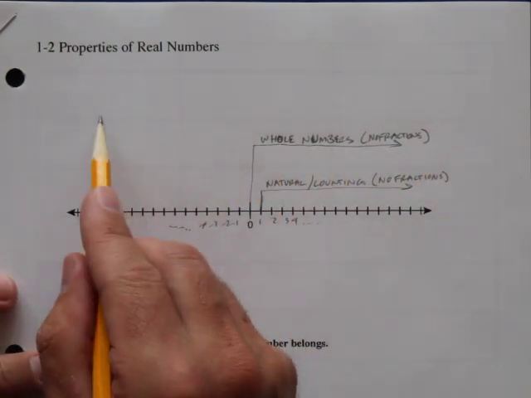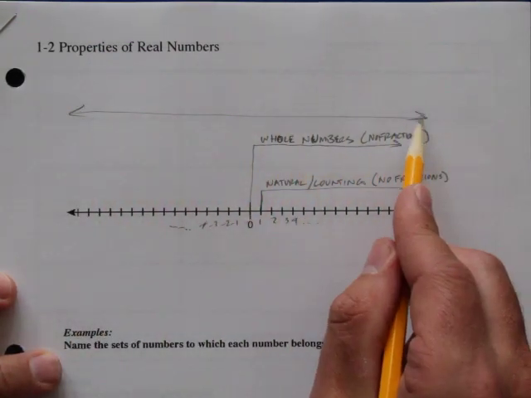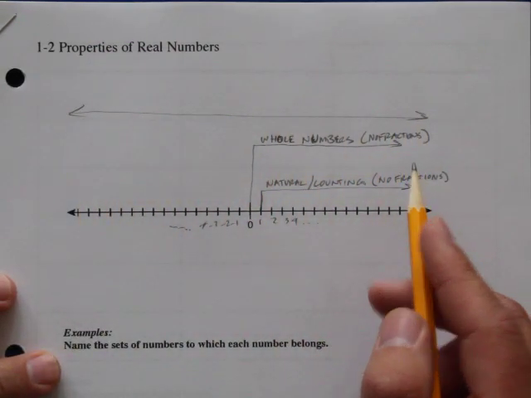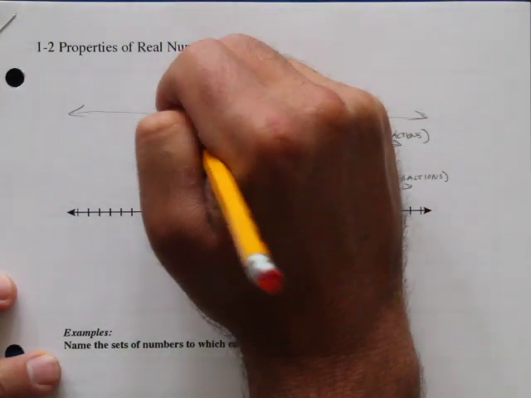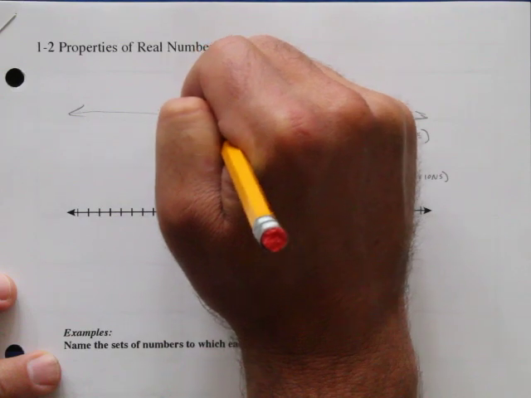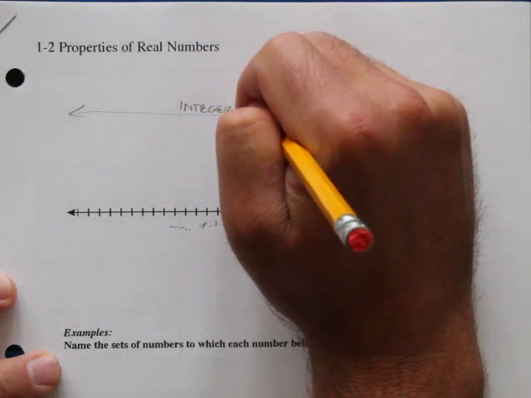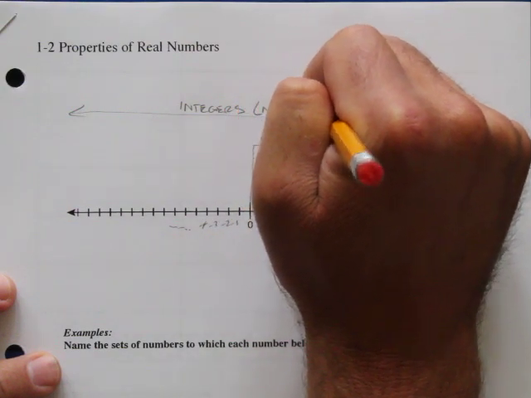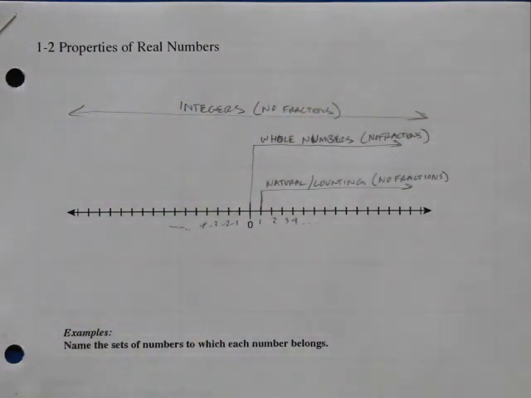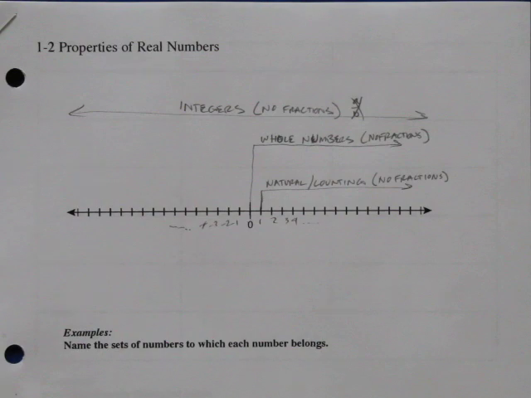Now, all of the numbers, negative to positive, without fractions, not including fractions, those are called integers. Integers are all of the numbers, not including fractions. So we include zero. We have no fractions, no a over b, nothing.